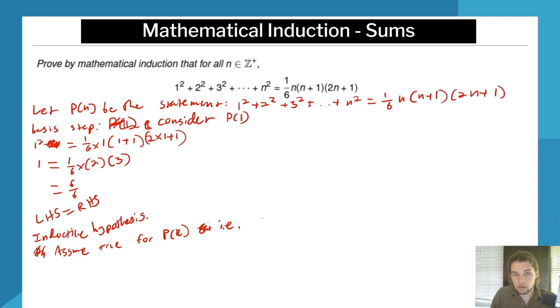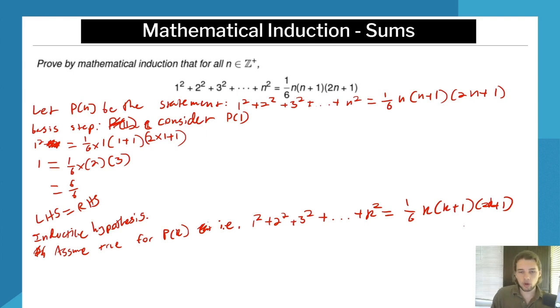So that is 1 squared plus 2 squared plus 3 squared all the way up into, this time, k squared, is equal to 1 over 6 times k, times k plus 1, times 2k plus 1. Okay, so it's basically the same. We rewrite this once again. This time we use k because we want to separate it from n.